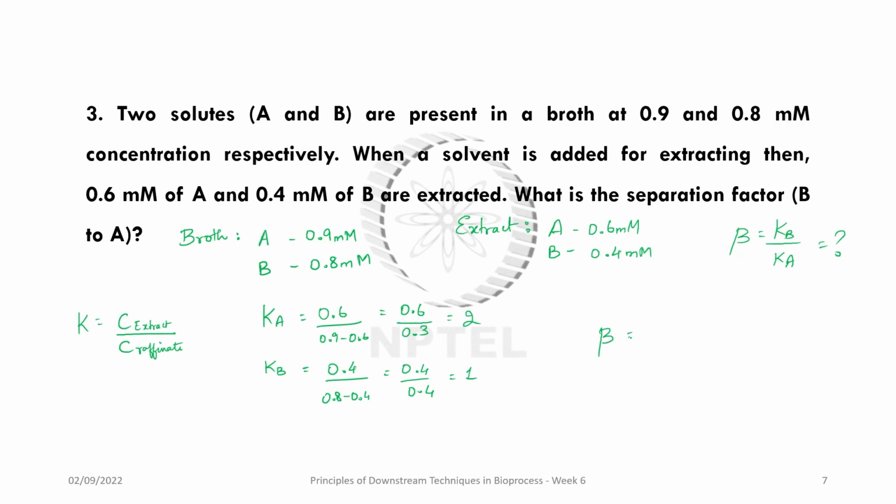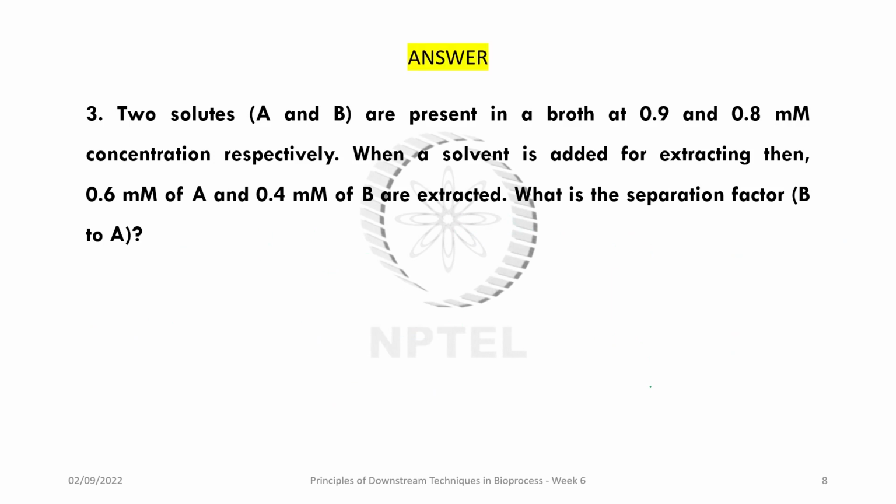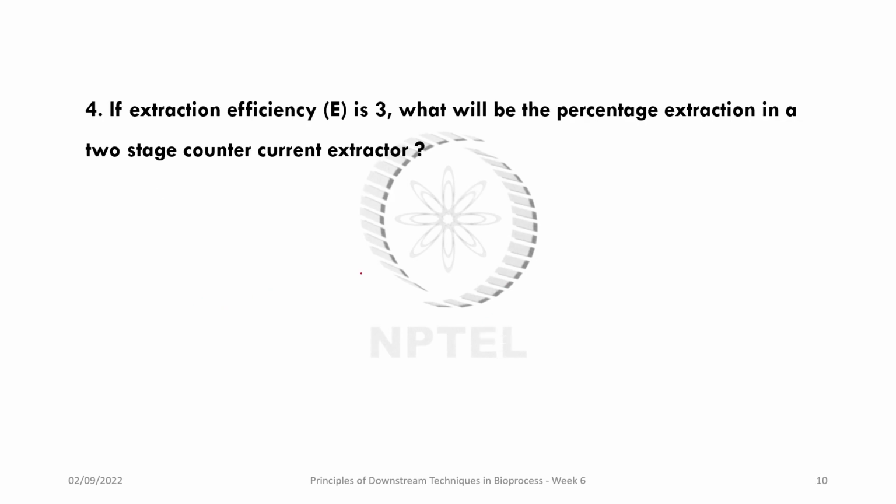So now what is beta? Beta is equal to Kb by Ka, which is 1 by 2. So the answer is 0.5. Correct? The answer is 0.5. If the extraction efficiency E is 3, what will be the percentage extraction in a two-stage counter-current extractor?